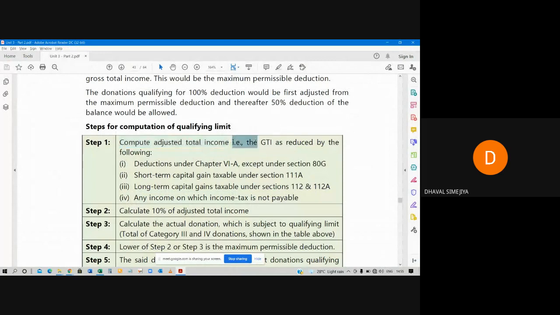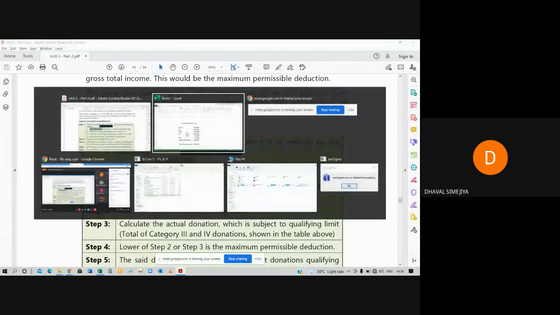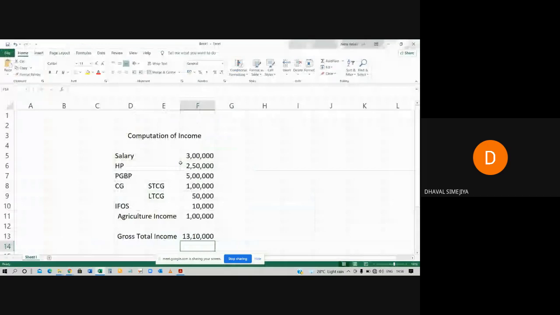What is the meaning of adjusted total income? Adjusted total income means the GTI reduced by the following. Following means deductions, short-term capital gain, long-term capital gain, and any income on which we are not supposed to pay any income tax. It means these three will be added again. These three are income. This is deductions available under chapter 6A. That's what we are learning, except 80G. So let's apply the things over here.